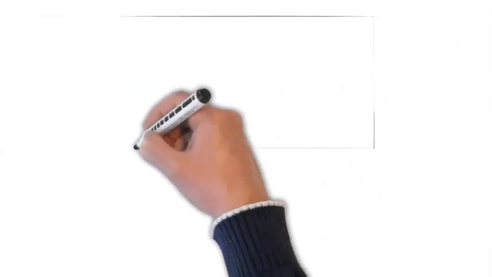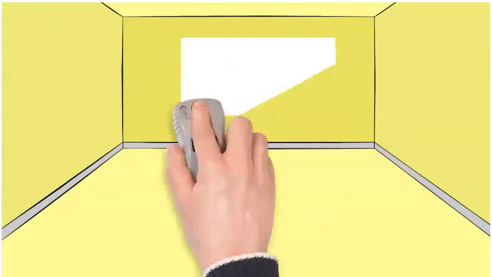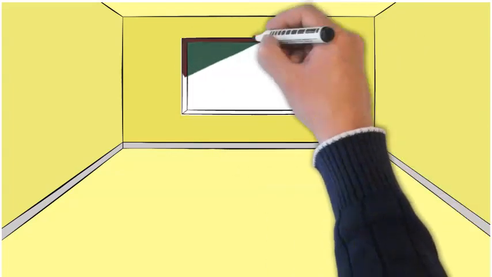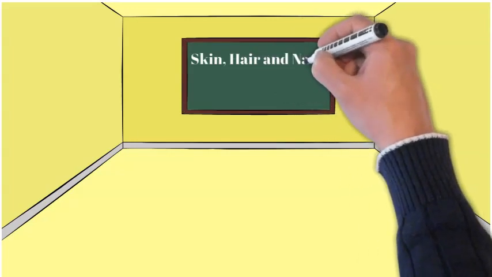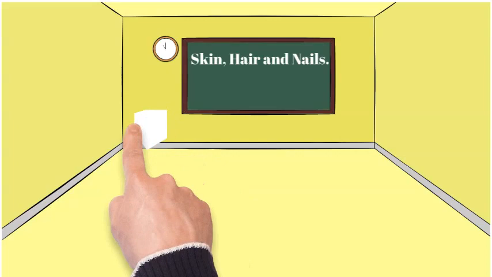Skin, hair, and nails assessment. Key terms: pallor, erythema, cyanosis, jaundice, macule, papule, vesicle, bulla, pustule, plaque, scale, crust, erosion, ulcer, fissure, excoriation. Definition of key terms. Pallor, pale or white skin color.